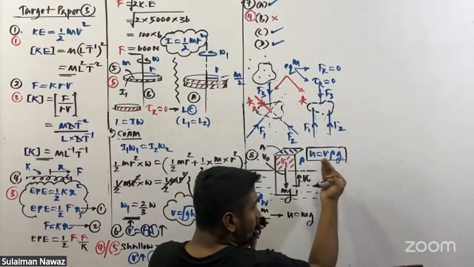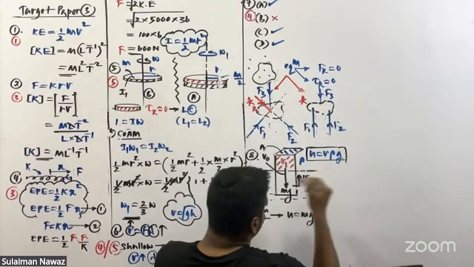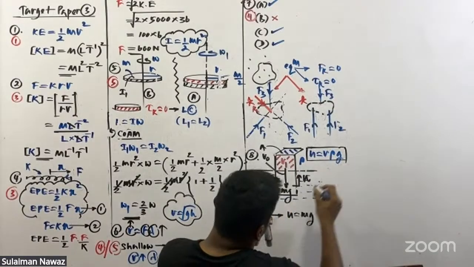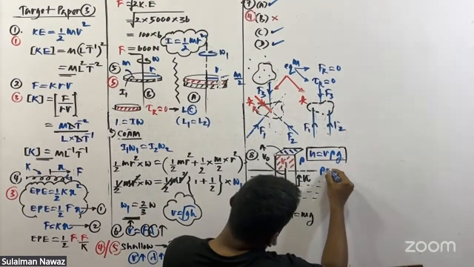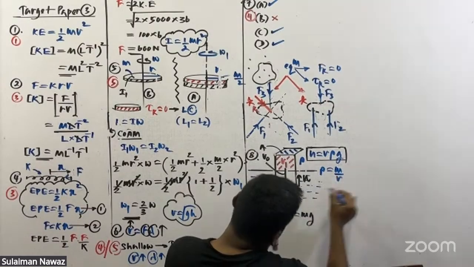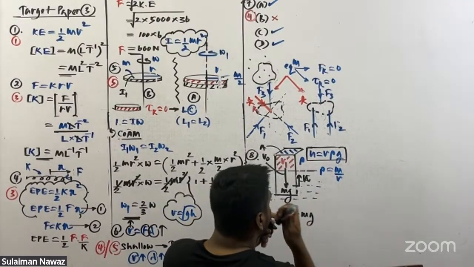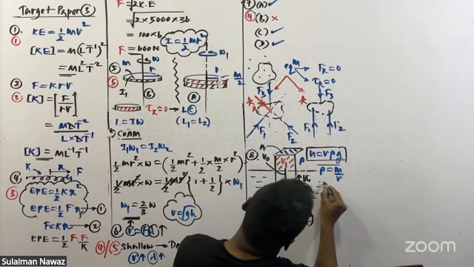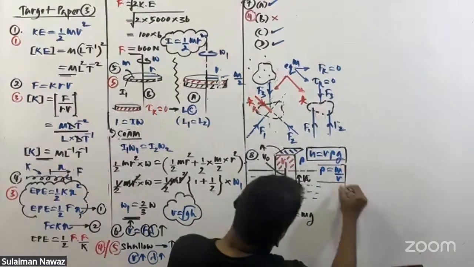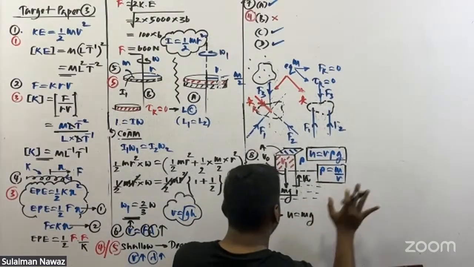And we also know that when you consider any object, mass over volume equals density. This equation is very familiar since our O levels. These are the two important equations. Directly I'm substituting. Look here.